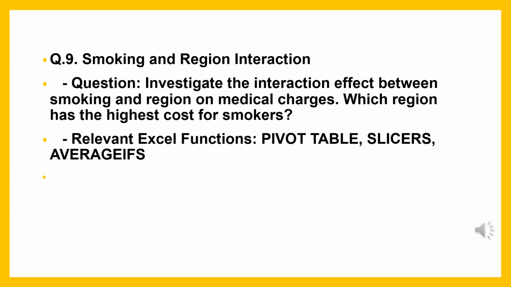Question 9 is smoking and region interaction. Investigate the interaction effect between smoking and region on medical charges. Which region has the highest cost per smoker? Relevant Excel functions are pivot table, slicers, and the AVERAGEIF function.